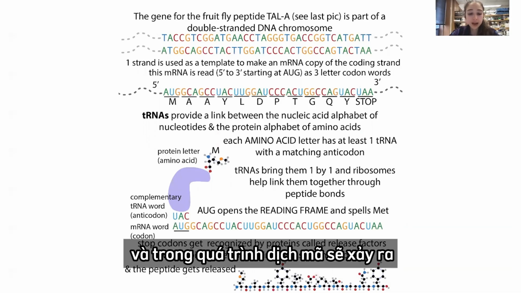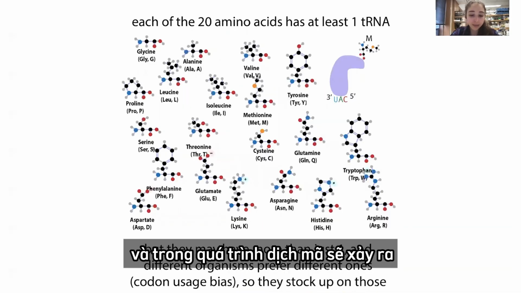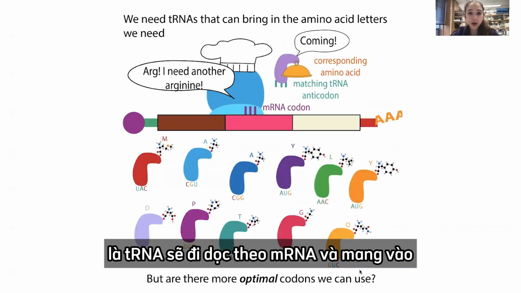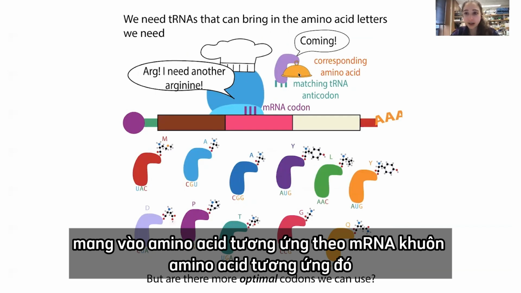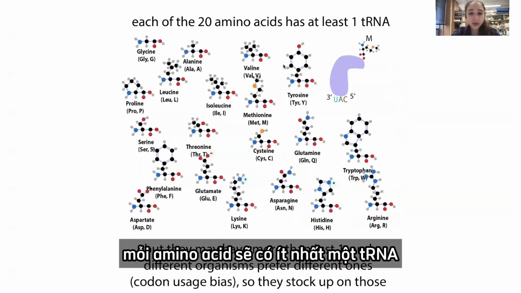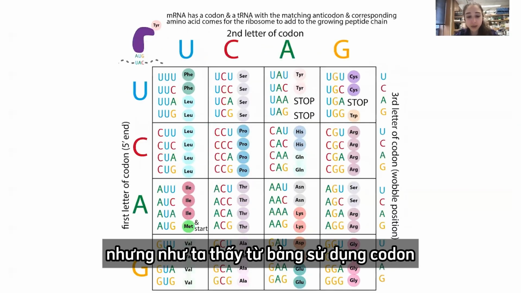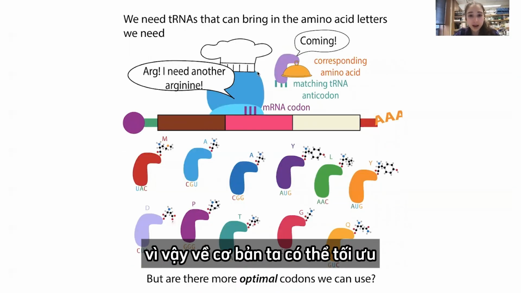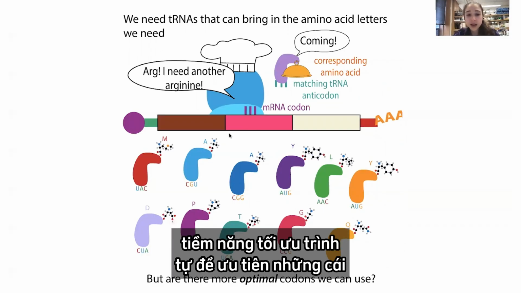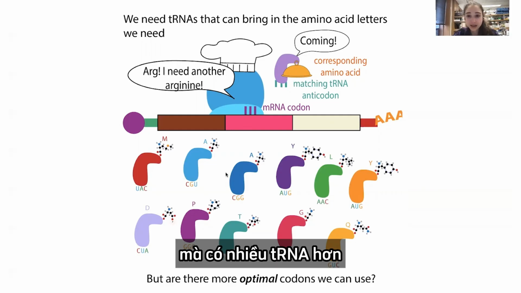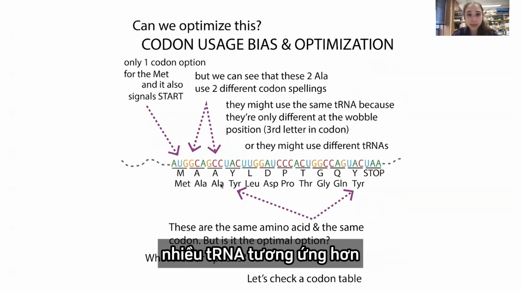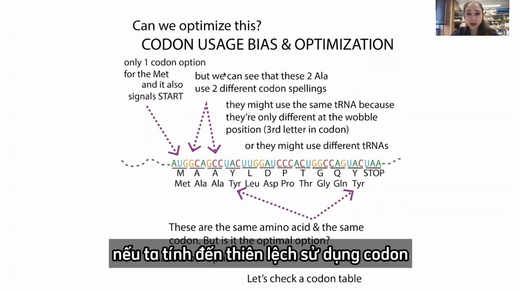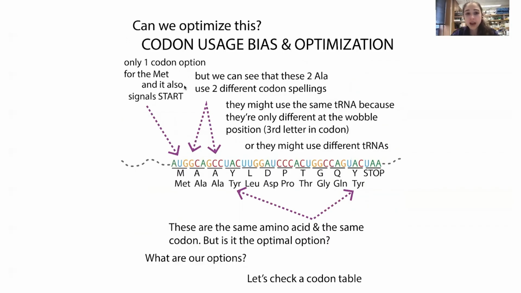And so what's going to happen in translation is that the tRNA is going to have to go along the messenger RNA and bring in the corresponding amino acid. Each amino acid is going to have at least one tRNA, but as we saw from the codon usage table, some might have more than one. And so we can potentially optimize the sequence to give it more of the ones that it has more of those tRNAs for.